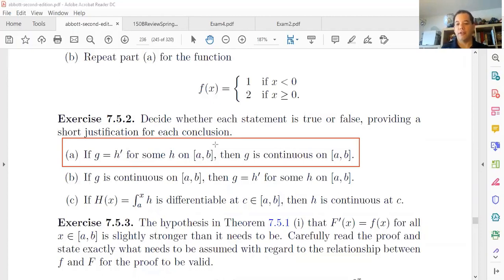It's false. And why do we know it's false? Well, because we did it here in class, no? We showed a function that was the derivative of some function, but it wasn't continuous, right? Remember that one? What was the example? Justin says you can have a piecewise continuous function like absolute value of x. Do you want that for g or for h?